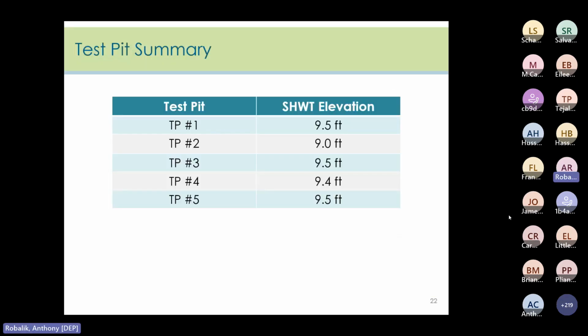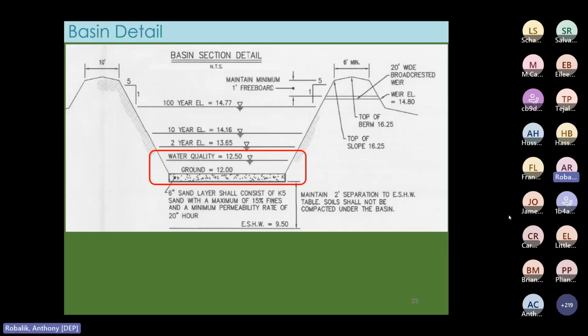And this is just a summary of all the seasonal high water table elevations that we saw in the various test pits. The highest of these is 9.5, which is exactly what they put on the detailed drawing. So here again, on the detailed drawing you could see they put an elevation down as 9.5. And that is exactly what's required to have that 2-foot separation, since the bottom of the sand layer is at an elevation of 11.5. So this is good, and it seems like the basin has the right separation.